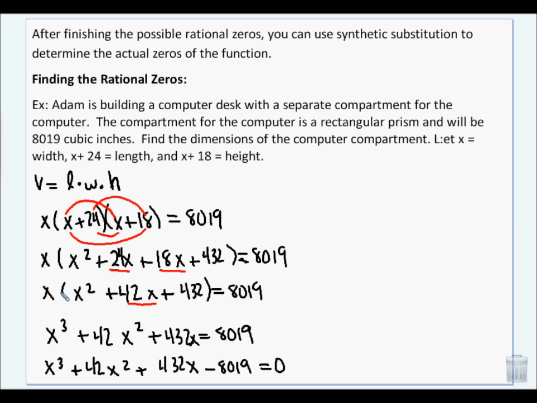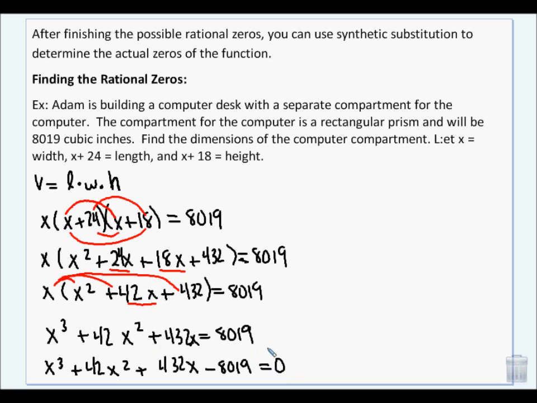Okay. Then from there I distribute in this last x that's just been hanging out on the outside. So multiply everything times x. So it raises the exponents. So this becomes x to the third, x squared, and then this last 432 gets an x. And that's still equal to 8,019.